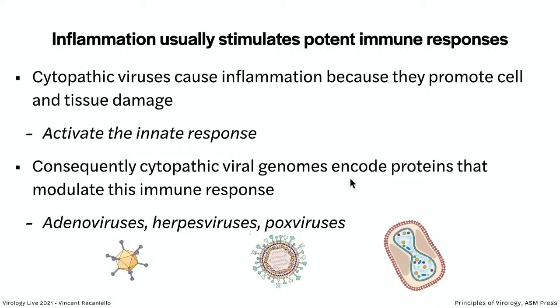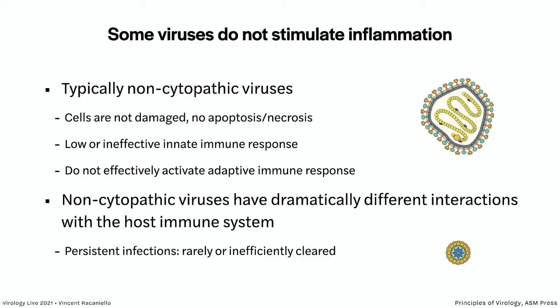Typically, adenoviruses, herpes viruses, pox viruses, they damage cells, so they need to encode antagonists of the inflammatory response. On the other hand, there are many viruses that don't kill cells. These are called non-cytopathic viruses. Cells are not damaged. There's no apoptosis or necrosis, no programmed cell death. And as a consequence, we have pretty poor innate responses.